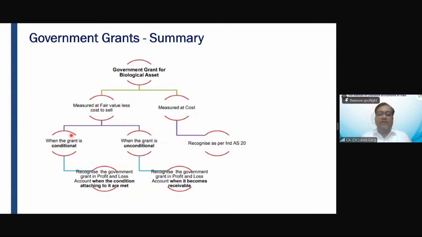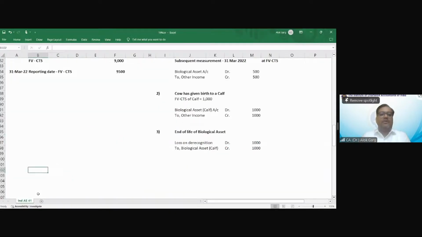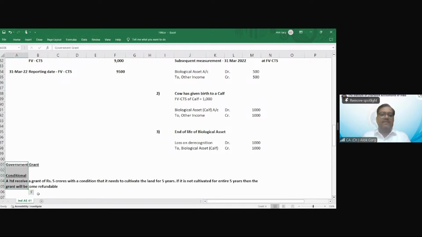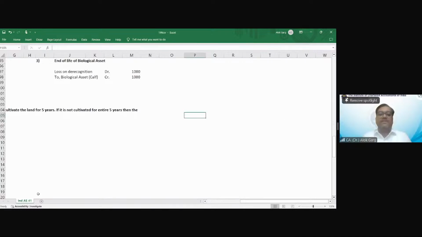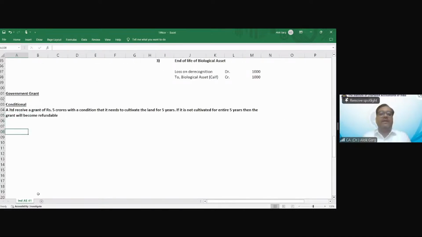So let me write down the accounting entries for your benefit. Shall I write the accounting entries in the Excel file for the government grant? Government grant, conditional. I'll write with the help of an example. A Limited receives a grant of rupees 5 crore with a condition that it needs to cultivate the land for 5 years. If it is not cultivated for the entire 5 years, the grant will become refundable.